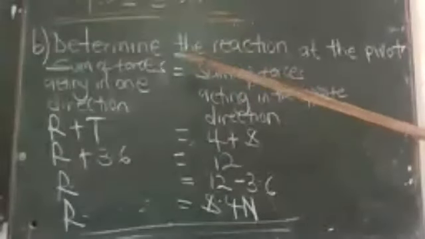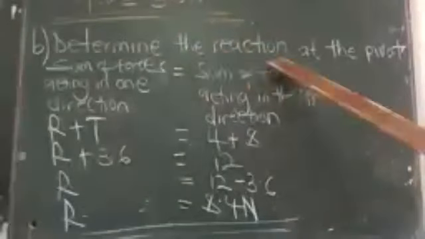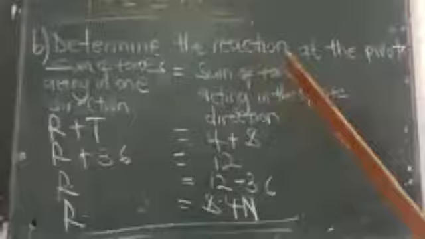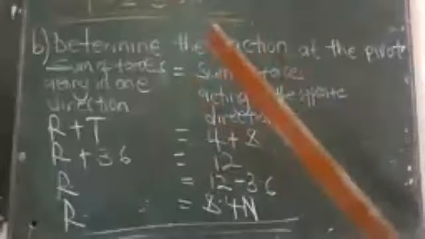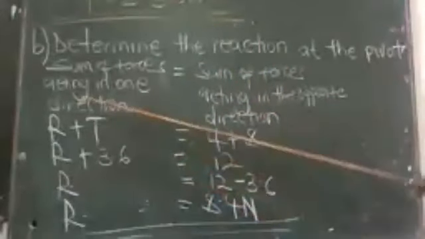So for all questions that ask for this reaction, we shall use the first condition for equilibrium: the sum of forces acting in one direction is equal to the sum of forces acting in the opposite direction. So for most of our cases, we use the sum of upward forces is equal to the sum of downward forces.